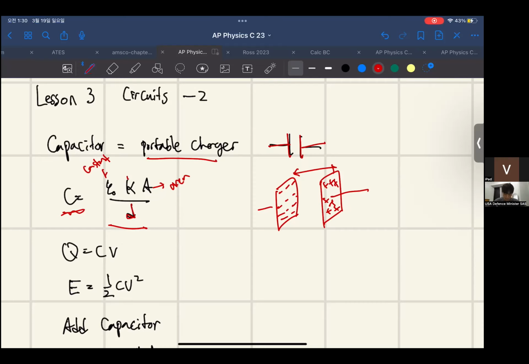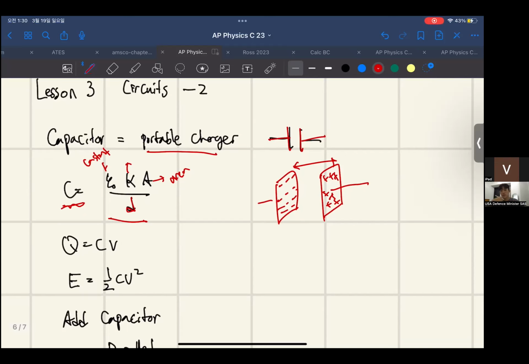Now, then what is kappa? Well, in a lot of questions, kappa might not be required. You would be able to simply calculate C with the formula epsilon 0 times A over D. However, there are some questions where you have a block in the middle of your capacitor. And for those questions, what you have to do is multiply by kappa, the constant of that block in the middle of your plates. Why?